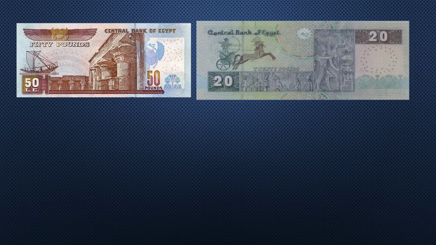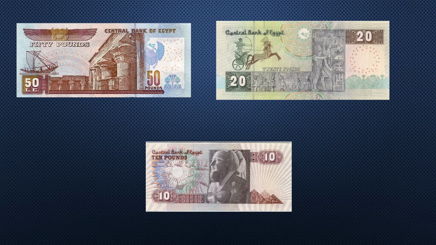If your dad gave you this amount of money, who can tell me what this amount of money is? Can you count with me? Yes. 50 LE plus 20 LE plus 10 LE equal 80 LE. Just like numbers, 50 plus 20 plus 10 equal 80. So 50 LE plus 20 LE plus 10 LE equal 80 LE.